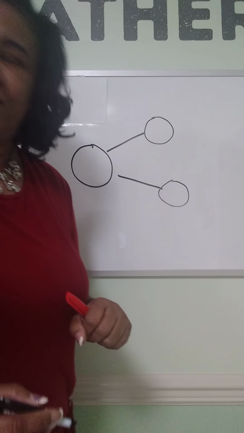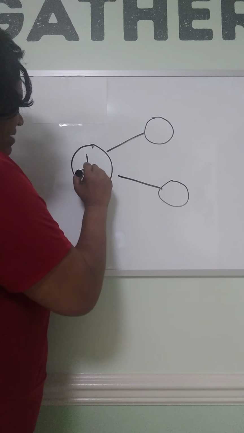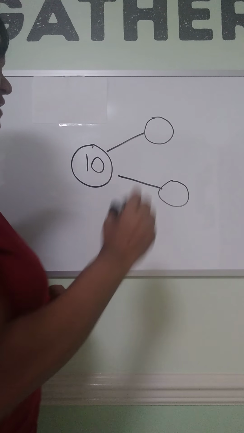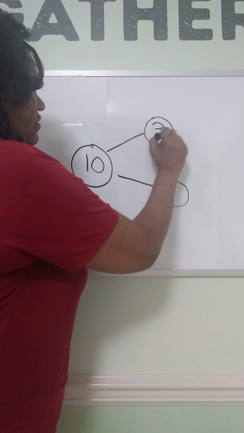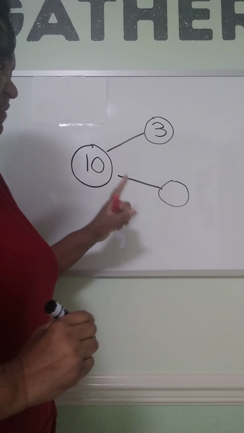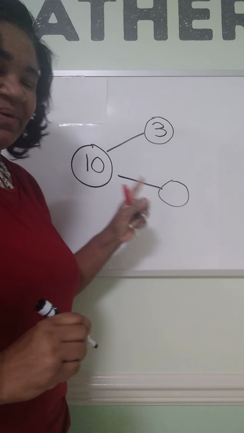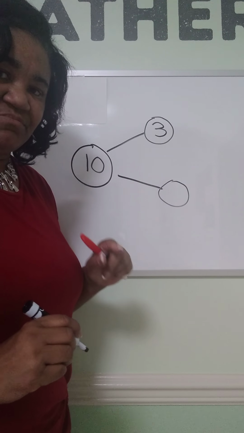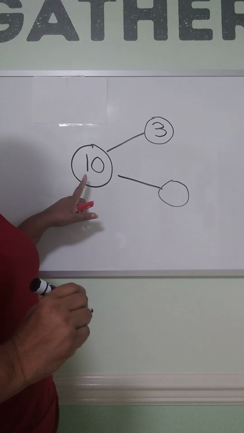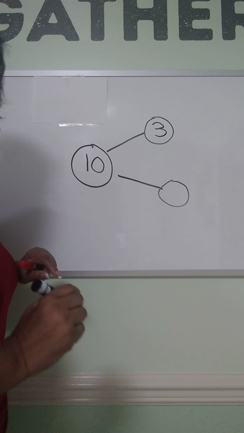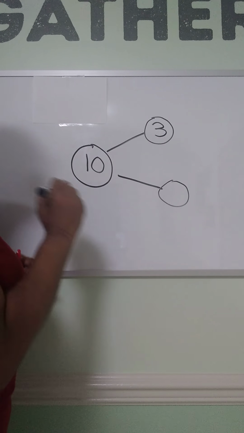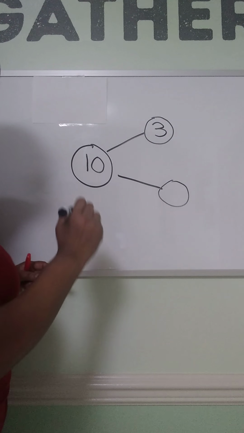Let me give you an example. Let's say we have the number 10, okay? And we have 3 in this top circle. Now there's a certain way that we have to get the answer to this number bond. We have to take away. So let's say we choose our whole number first, and that number is what? It's 10. So here's how we get the answer.